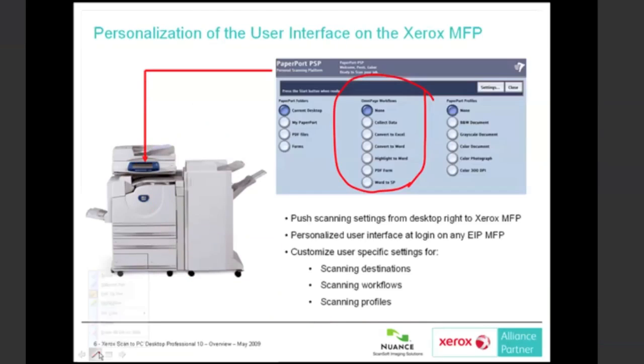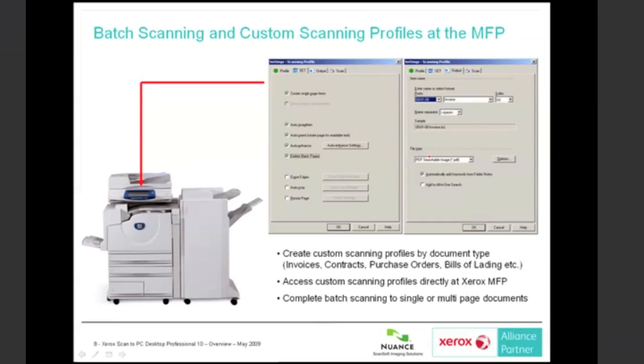Now, the third category of items that you can personalize is your PaperPort profiles. PaperPort profiles allow you to do some image cleanup with your document at the time of scan. So you can have the document automatically straightened by the time it gets back to your desktop PC, or automatically enhanced or improved. You can also have Scan to PC Desktop Professional automatically delete blank pages from a scanned document. We also give you the ability to do some batch scanning.